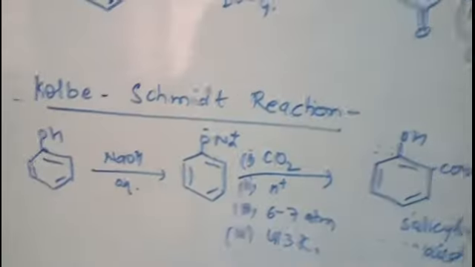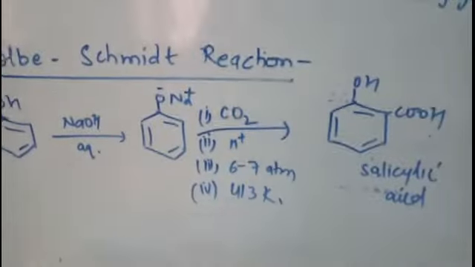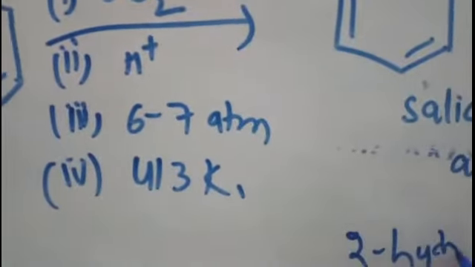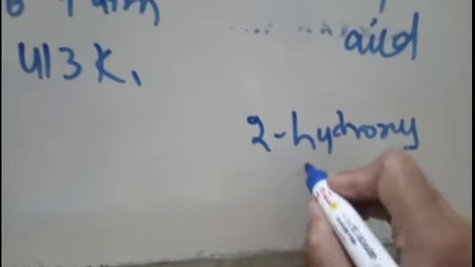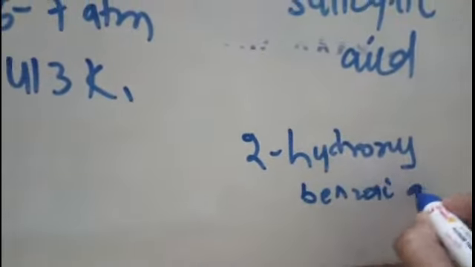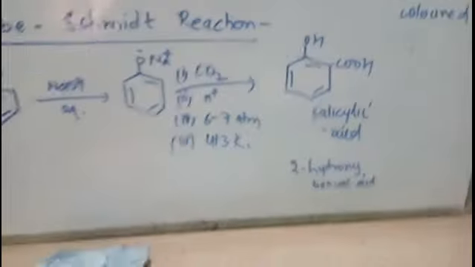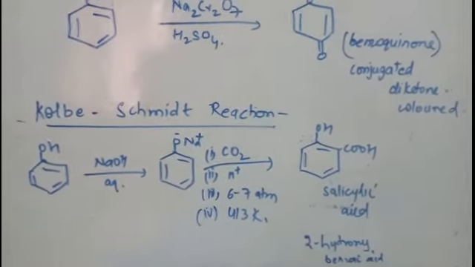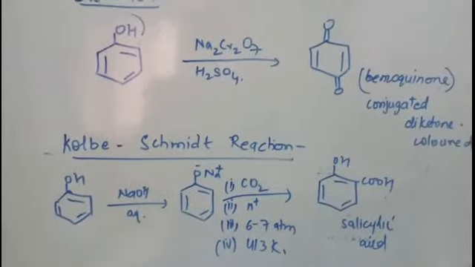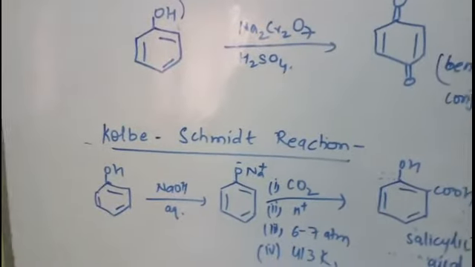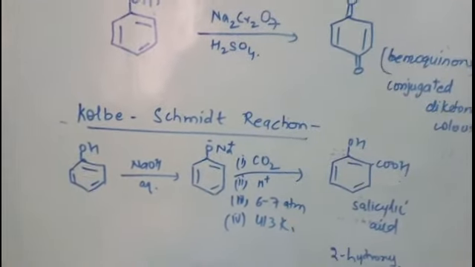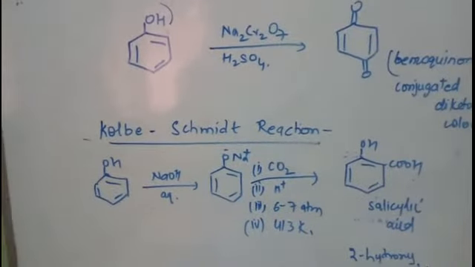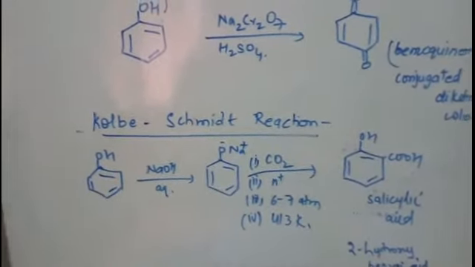Salicylic acid is formed. We have used salicylic acid to prepare aspirin, right? The IUPAC name of salicylic acid is 2-hydroxybenzoic acid. So this reaction is known as the Kolbe-Schmidt reaction: when phenol is treated first with sodium hydroxide, phenoxide ion is formed. Phenoxide ion is treated with a weak electrophile such as carbon dioxide, and then we get salicylic acid, ortho-hydroxybenzoic acid. This reaction is known as the Kolbe-Schmidt reaction.